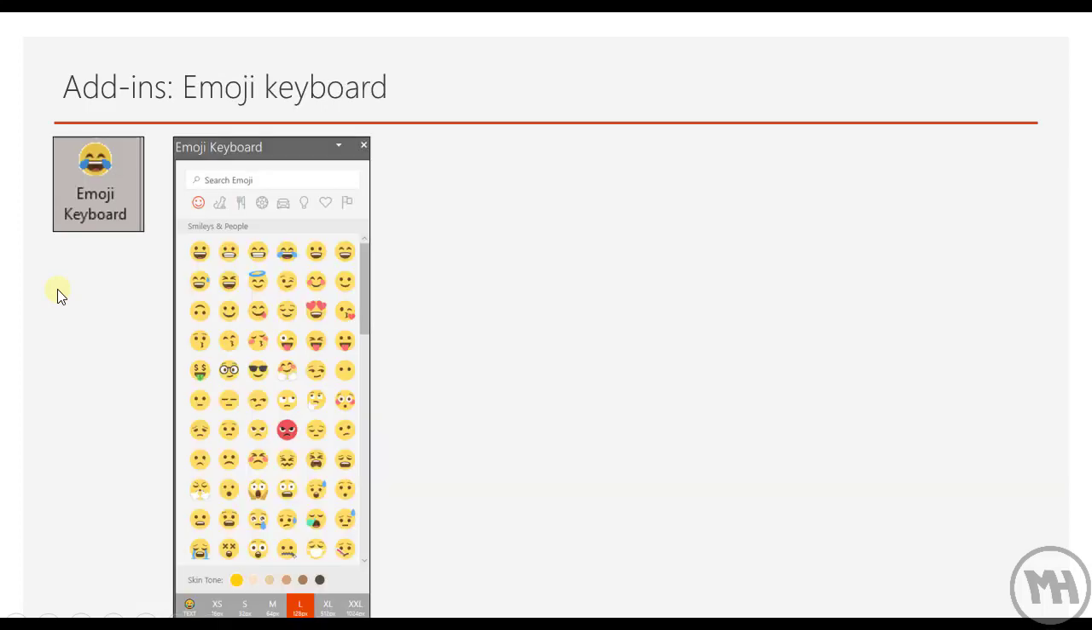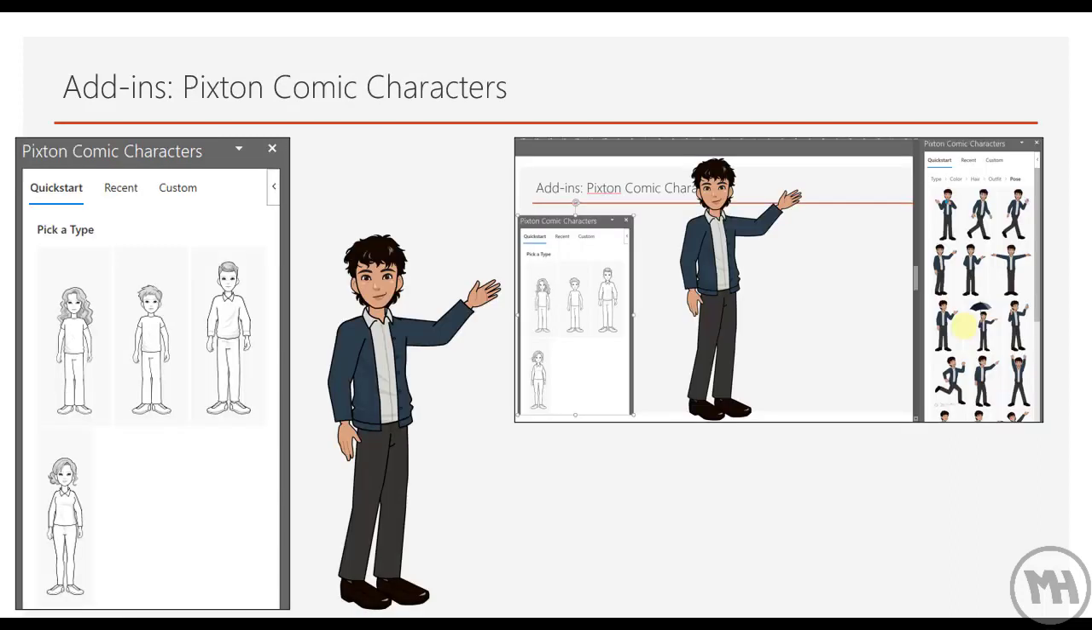The next one is the emoji keyboard. That's the emoji keyboard. And as you guessed, it will come up as a side bar on the right hand side here, and you can then pick an emoji and pop that right onto your slide right away. That's another one. Very cool.